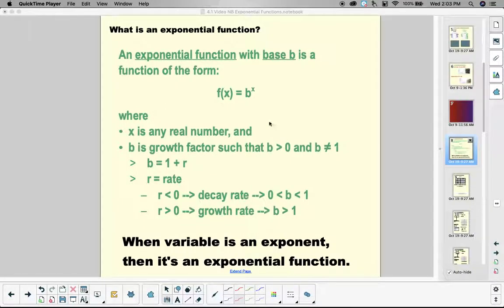Welcome back to Chapter 4, Section 1, Exponential Functions and their Graphs. So in this video, we're going to define what an exponential function is and learn how to graph exponential functions.